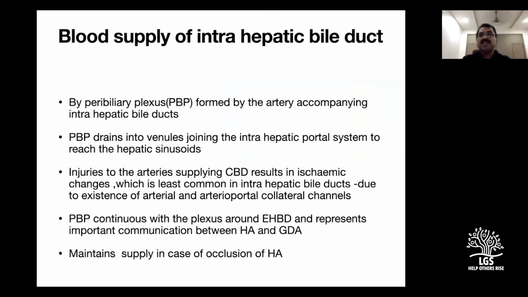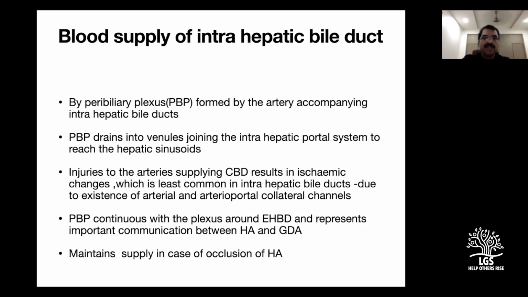So the blood supply of the intrahepatic bile duct is a very interesting topic. They're actually supplied by the peribiliary plexus, which is actually formed by the arteries accompanying the intrahepatic bile duct. But the peribiliary plexus has communication with the intrahepatic portal veins. So if there is an injury to the CPD, it may result in ischemic changes at the hilum. But the intrahepatic bile duct will not develop ischemic changes or strictures, because the intrahepatic bile duct may get supply from the portal vein.